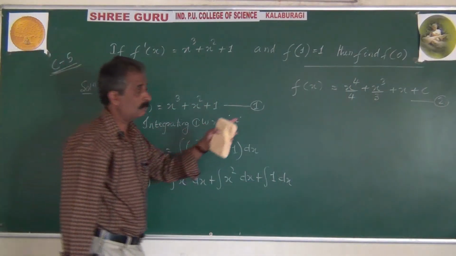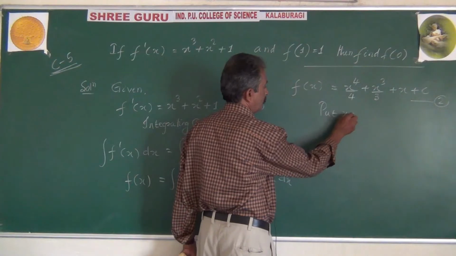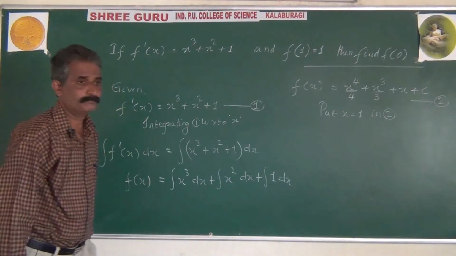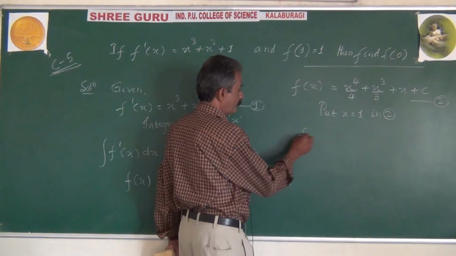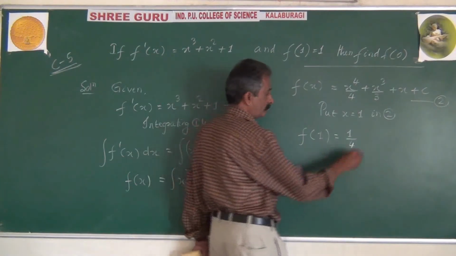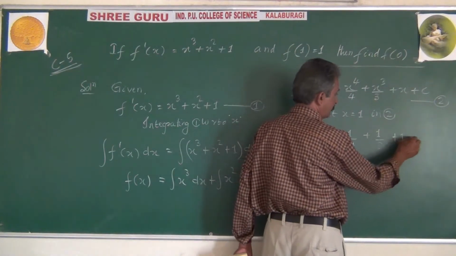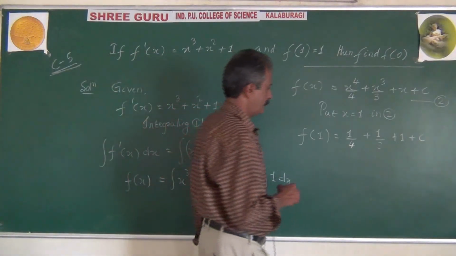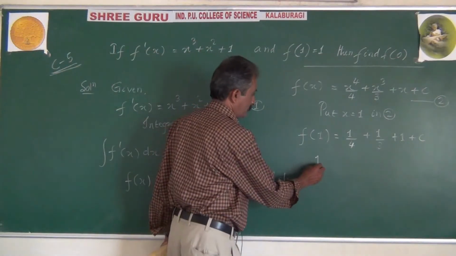So first, put x equal to 1 in equation 2. F of 1, right hand side: 1 power 4 is 1 by 4. 1 cube is 1 by 3. Plus 1 remains the same, since plus x becomes plus 1. Plus c remains the same. Use the data. How much is f of 1? 1 equals to.